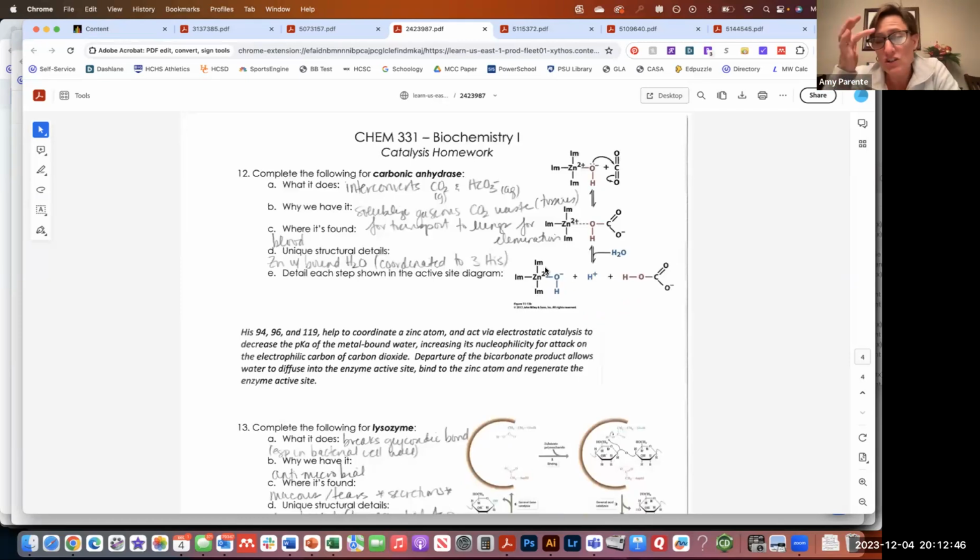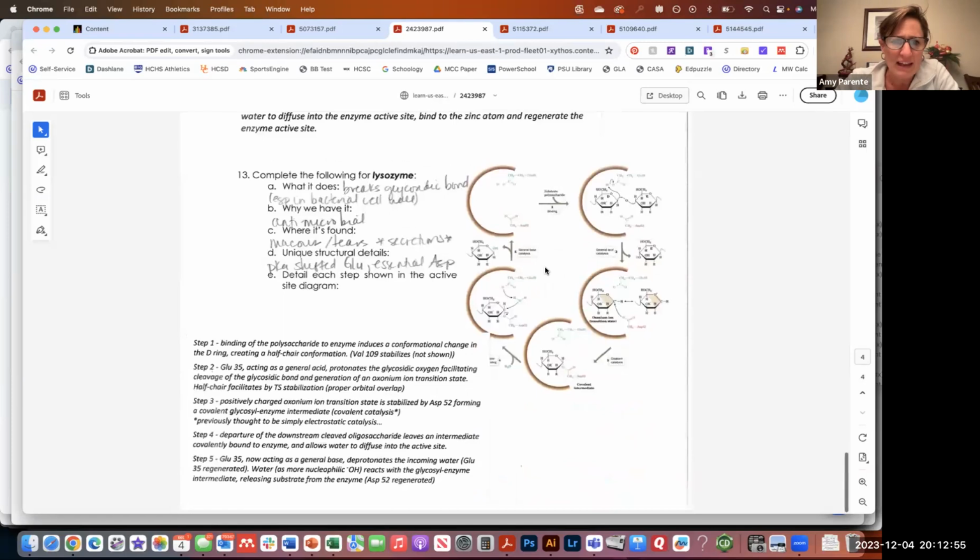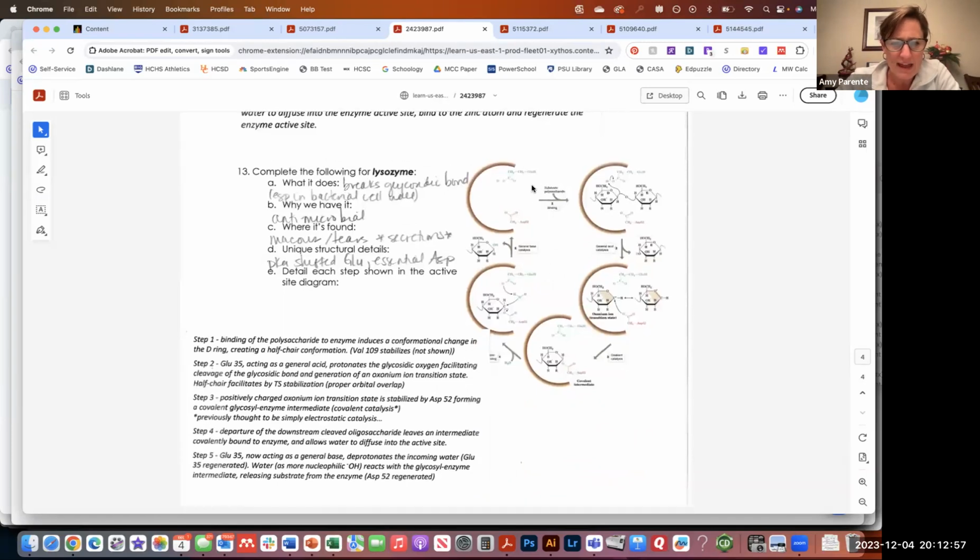Carbonic anhydrase, I do want you to know some details about carbonic anhydrase, but I promise you that is not the one you will see for detailing the enzyme active site. And then we had lysozyme, and then we had serine proteases.